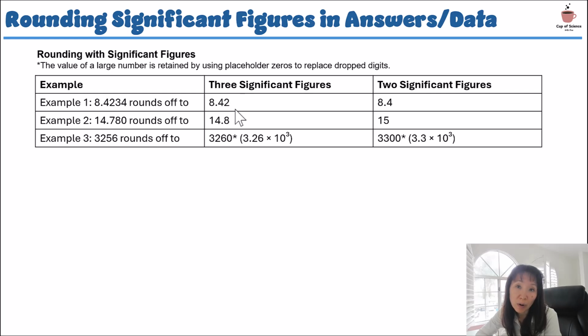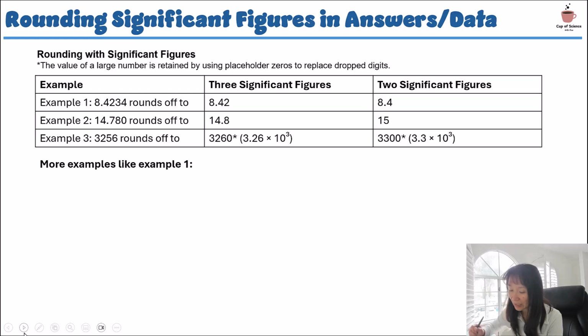What about if we wanted to put this in 2 sig figs? Same deal. We take the first 2 numbers and ignore the rest. But before we do, we check that the next number over here is not 5 or greater. So it's not. Therefore, it's 8.4. So that's example 1. We're going to do a little more examples just like example 1.